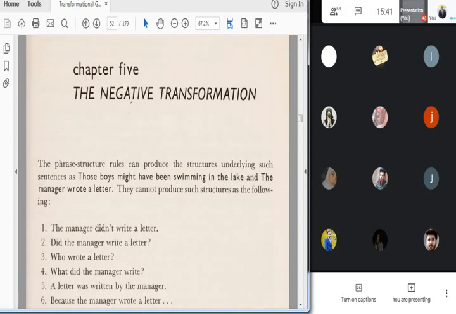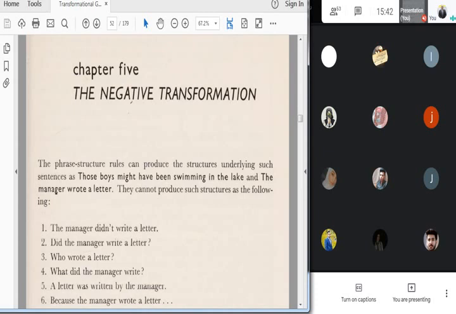Chapter 5, the negative transformation. So there are many transformations, different transformations, but interrelated. The first one of which we will deal with today is the negative transformation. Negative transformation is a broad topic. It is illustrated here simply in relation to the transformational grammars of that time, the 70s, I mean.